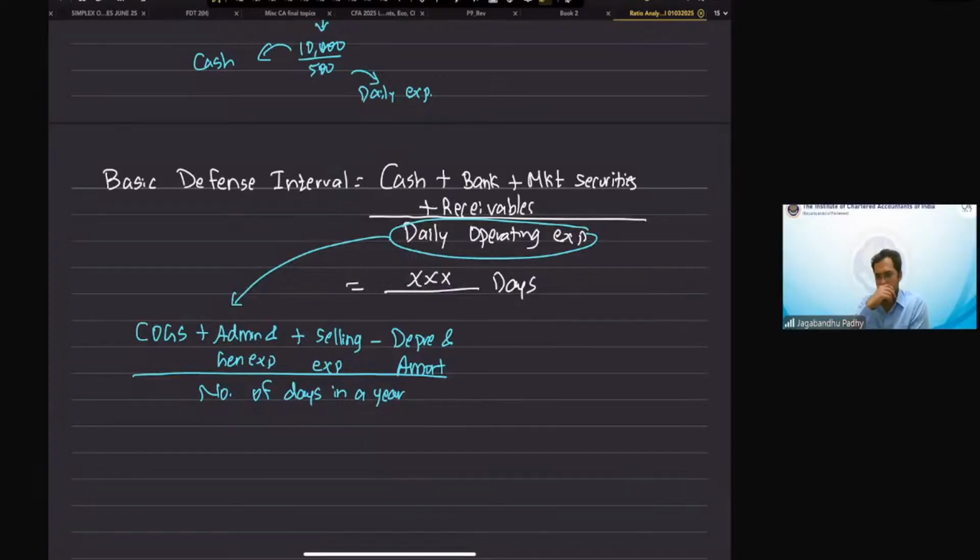But yes, if the basic defense interval is very high, it can also indicate that the company is building up cash for some purpose. Maybe it is building a high level of cash for the payment of capital expenditure, for the payment of dividend, or for taking up a new project. It is quite possible. So such deviations need to be evaluated further as to what the reasons are. Okay, that's how we compute the basic defense interval ratio in the short-term category.